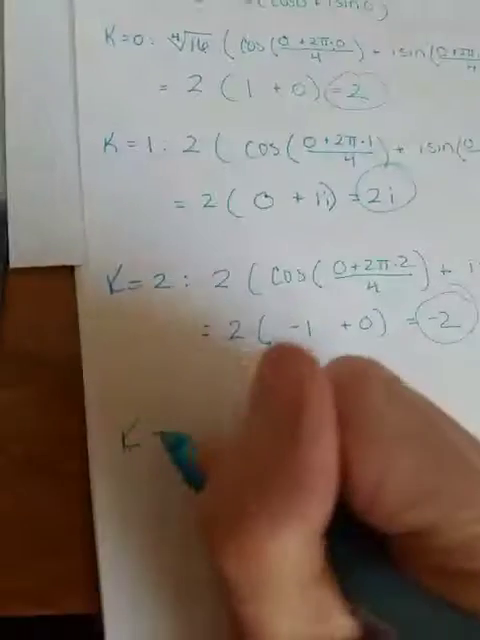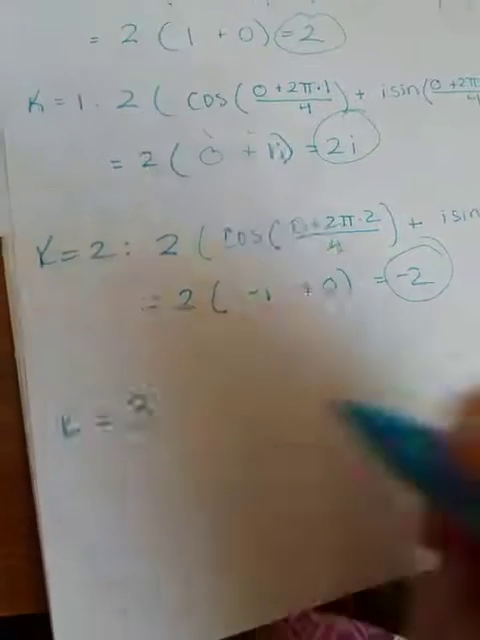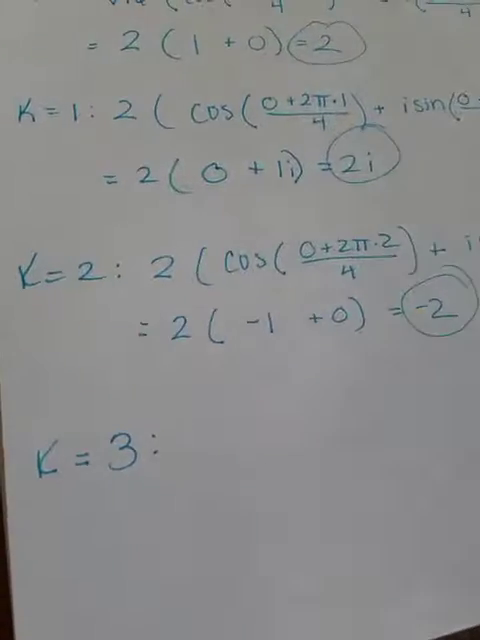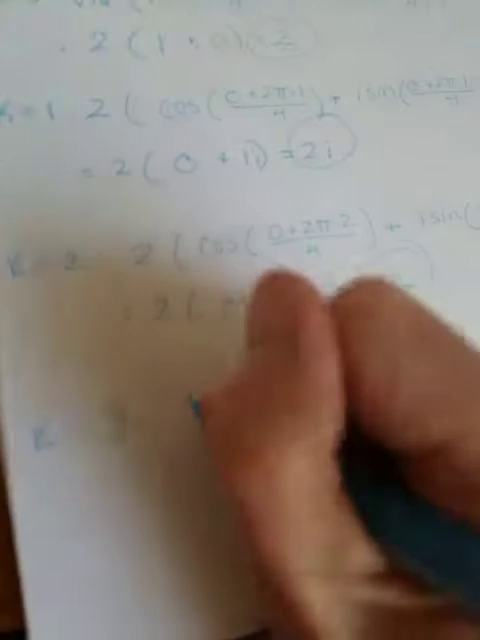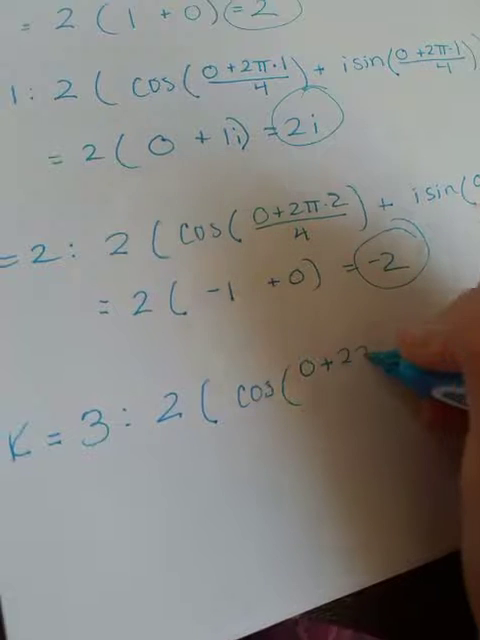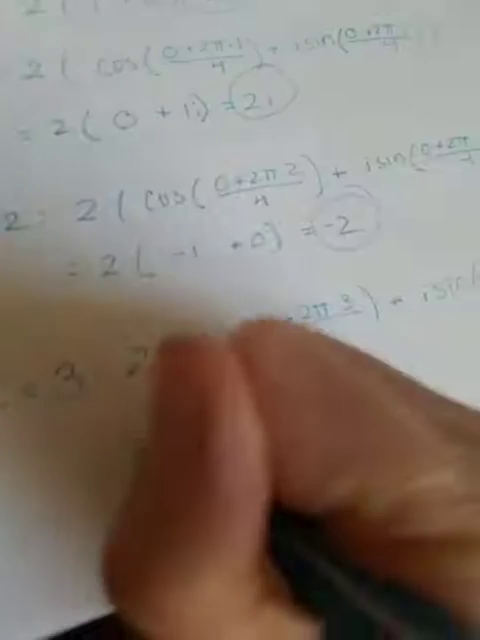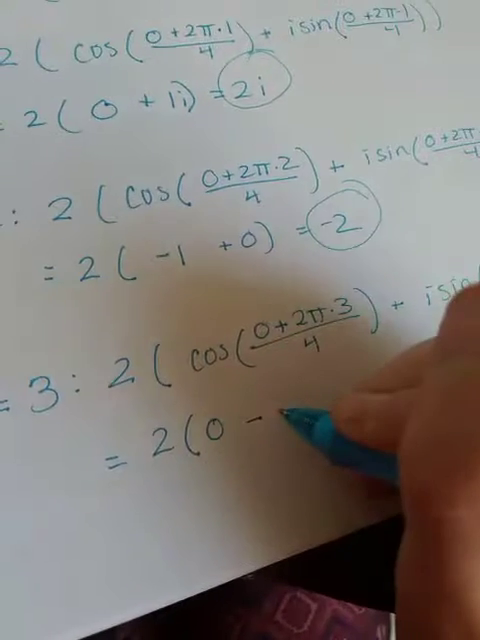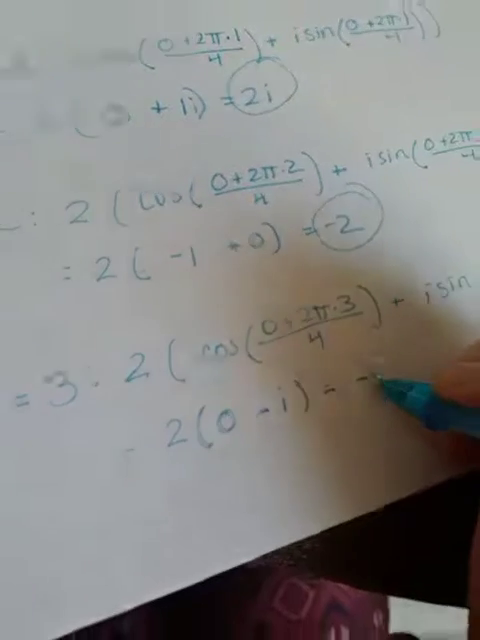And my last one, k equals 3. I stop here because remember k was defined from 0 all the way up to n minus 1. n is 4, so I have to stop at 3. That would make sense because that's my fourth root. So I have cosine of 0 plus 2 pi times 3 divided by 4 plus i sine of, again, I don't expect you to write all this out. This is just for learning purposes. So we're going to have 2 times 0 minus i, because you're going to get a negative 1, so it's going to be negative 2i.